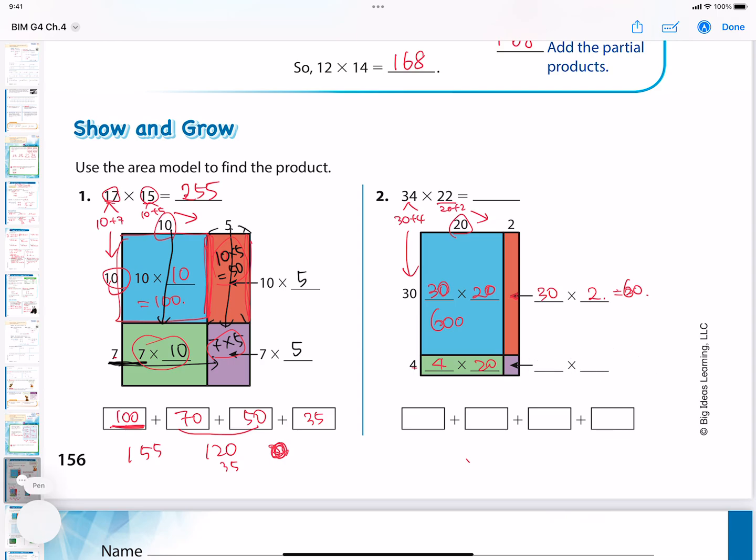Okay, that's 80. And this purple one is what? 4 rows of 2, which is 8. Now let's write it down. 600 plus, I'm going to go to green, 80, plus red, 60, plus 8. When you add this together, it's 40 tens plus 8, 148, plus 600. It's going to be 748. You got it?